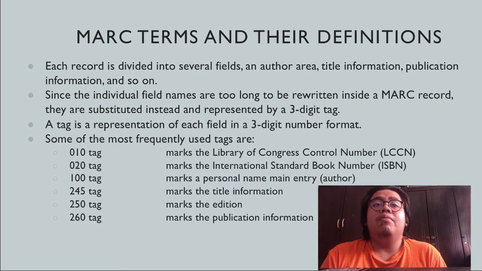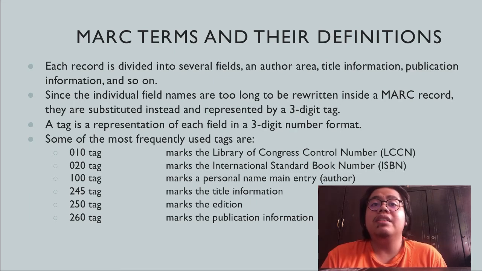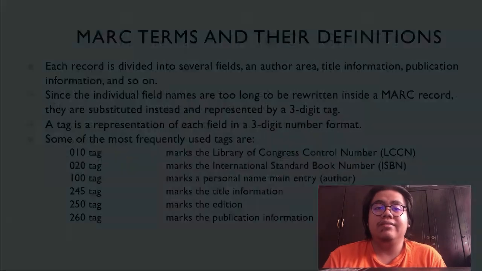001 tag marks the Library of Congress control number, LCCN. 020 tag marks the International Standard Book Number, ISBN. 100 tag marks a personal name main entry or author. 245 tag marks the title information. 250 tag marks the edition. 260 tag marks the publication information.